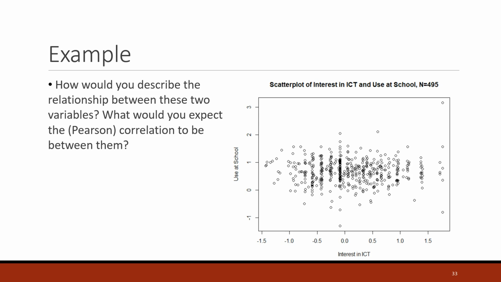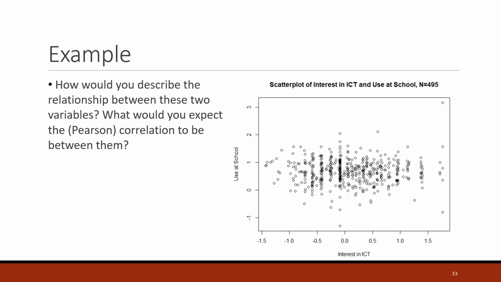Okay, so let's look at one final example here. Here we have the scatter plot of the interest in internet, computers, and technology with their use at school. How would you describe the relationship between these two variables, and what would you expect the Pearson correlation to be between them? Again, feel free to pause this and think about it, and then I'll point out what I would expect the relationship to be and maybe a rough guess at the correlation, and then we'll see what the correlation actually is.